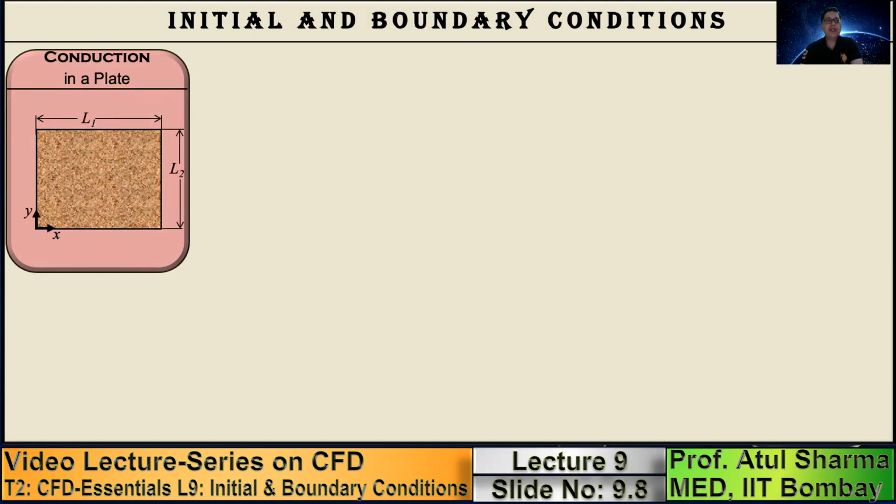So let us suppose there is a rectangular plate of length L1 and height L2 in a 2D Cartesian coordinate system, where these are the X and Y coordinates. And let us suppose we have taken this plate from a furnace, and this plate is at a temperature T0. So the initial condition when you are starting the simulation, at time t equals 0, the temperature of the various points inside this plate is T0.